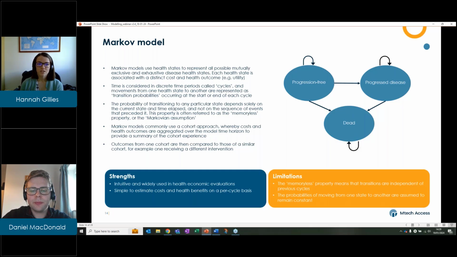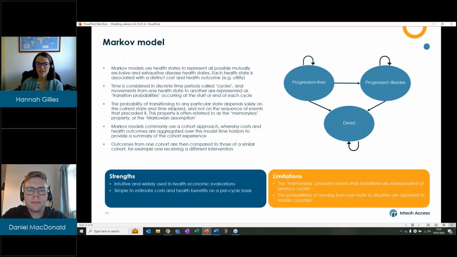So, as I mentioned, the probability of transitioning to any particular state depends solely on the current state and the time elapsed. It doesn't depend on the sequence of events that preceded it. And this property is often referred to as the memoryless property, or the Markovian assumption, which is a very important underlying assumption of Markov models.